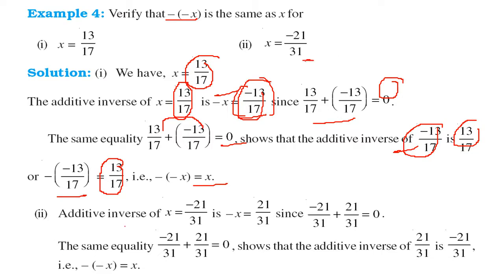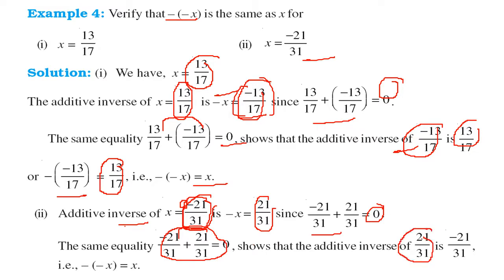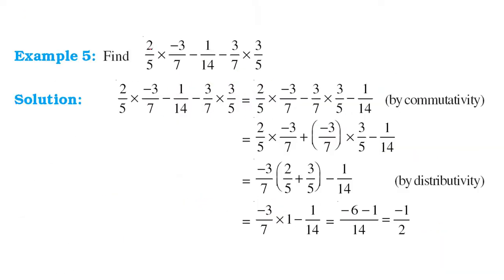For the second one, we take the additive inverse of x, which is minus 21 by 31. The minus of x: minus of minus is plus, that is minus of minus 21 by 31. That will give you 21 by 31. When you add these two, you get 0. The same equality means adding this with the negative of this will give you 0. It shows that the additive inverse of 21 by 31 is indeed minus 21 by 31, which is minus of minus x is x.